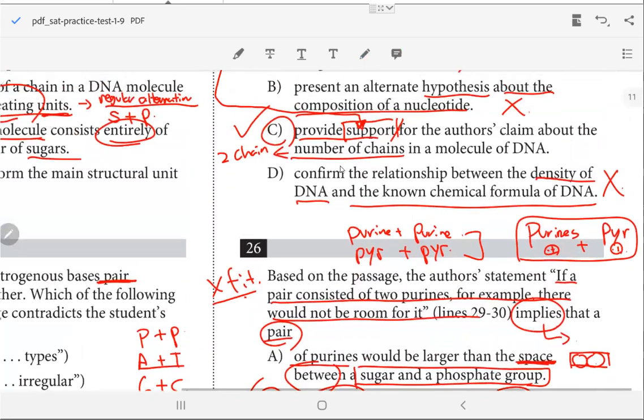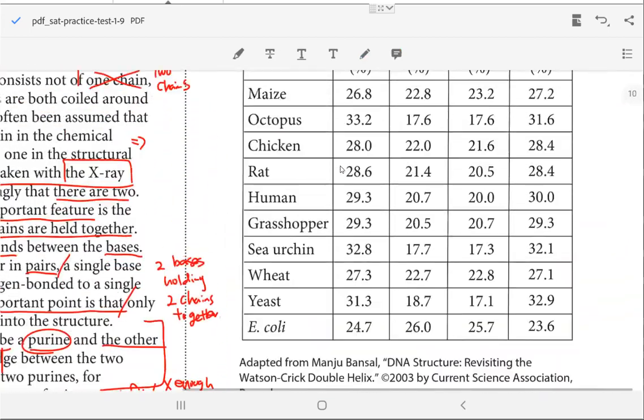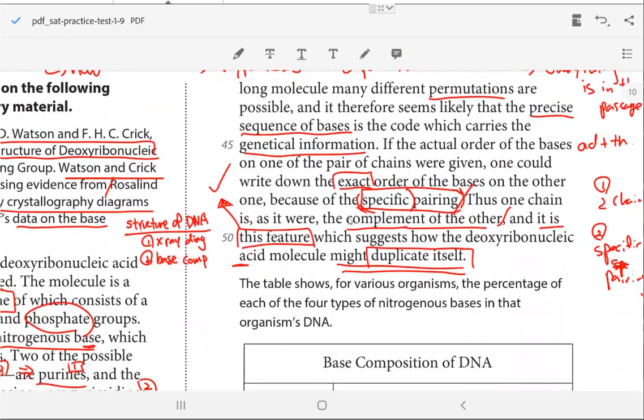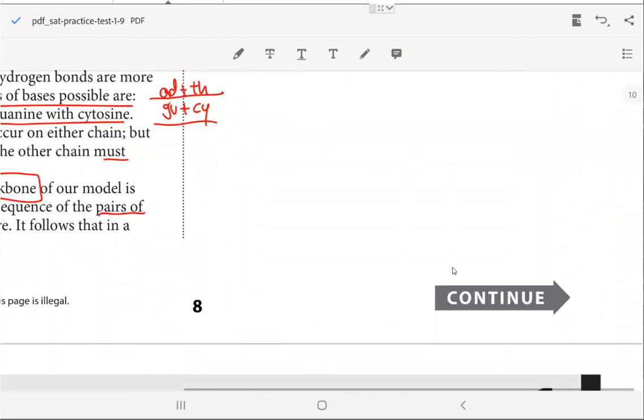자, 더블 체크 한번 하고 갈까요? Right? What's the purpose? So, as I said several times now, complement of the other and this feature which suggests how DNA duplicate itself. Right? So this feature of complement each other at the end, duplicate DNA.